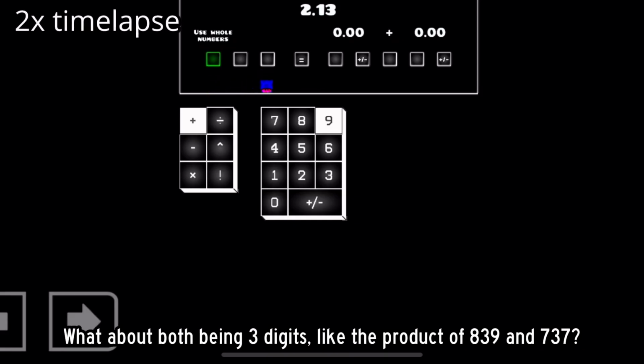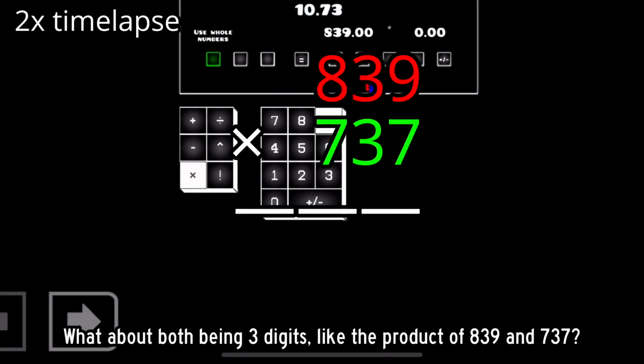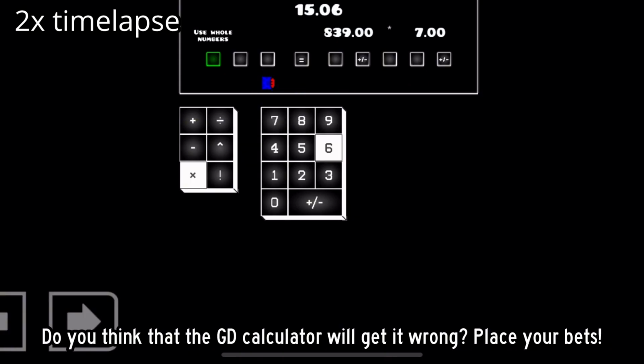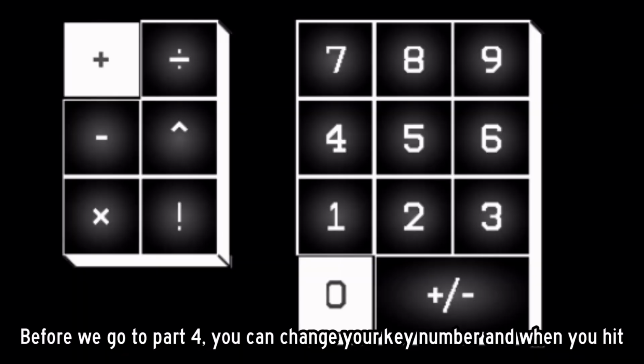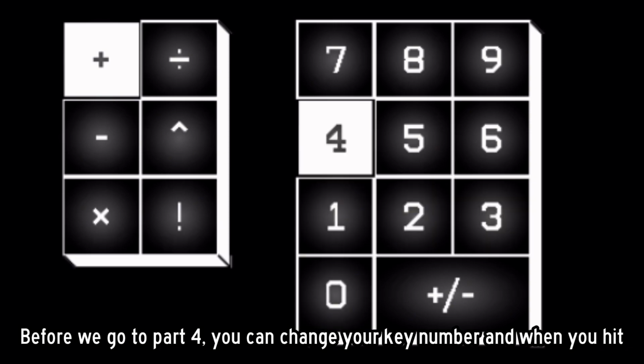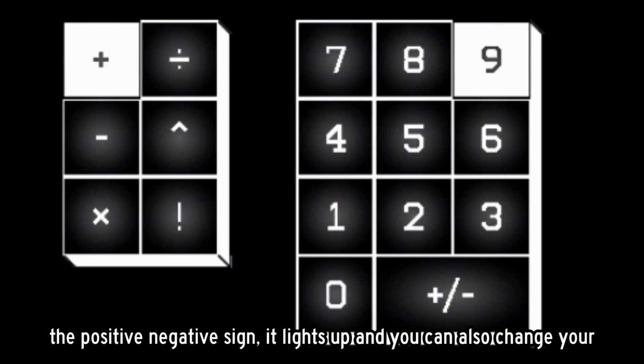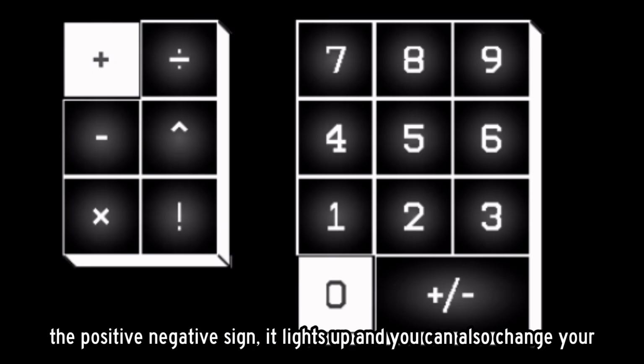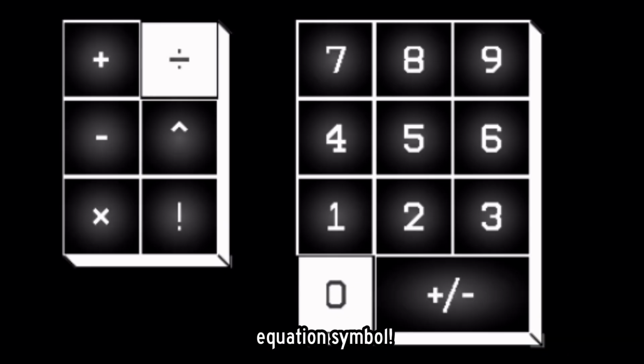What about both being 3 digits? Like the product of 839 and 737. Do you think that the GD calculator will get it wrong? Place your bets. There is no way. Before we go to part 4, you can change your key number. And when you hit the positive-negative sign, it lights up. And you can also change your equation symbol.